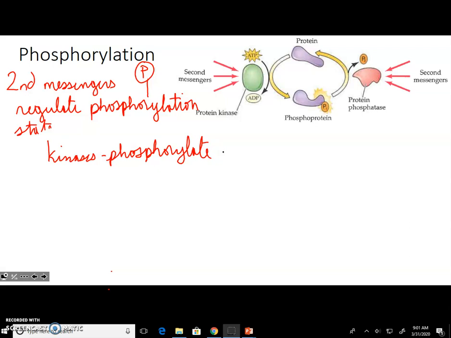Whereas protein phosphatases dephosphorylate. So you can think of this generally as activation, inactivation, phosphorylation, dephosphorylation, kinase, phosphatase. So kinases phosphorylate.